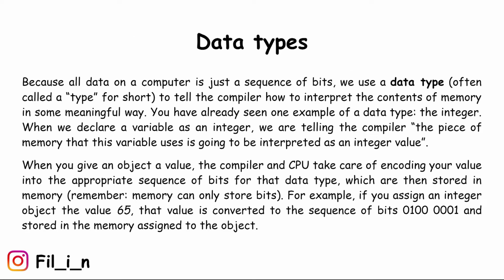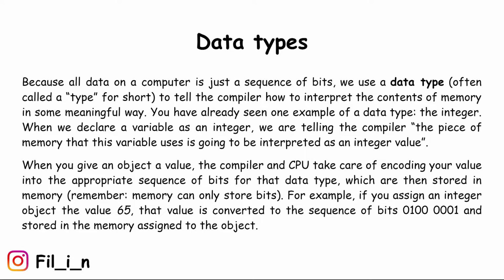Because all data on a computer is just a sequence of bits, we use the data type, often called a type for short, to tell the compiler how to interpret the contents of memory in some meaningful way. You have already seen one example of a data type, the integer. When we declare a variable as an integer, we are telling the compiler the piece of memory that this variable uses is going to be interpreted as an integer value.